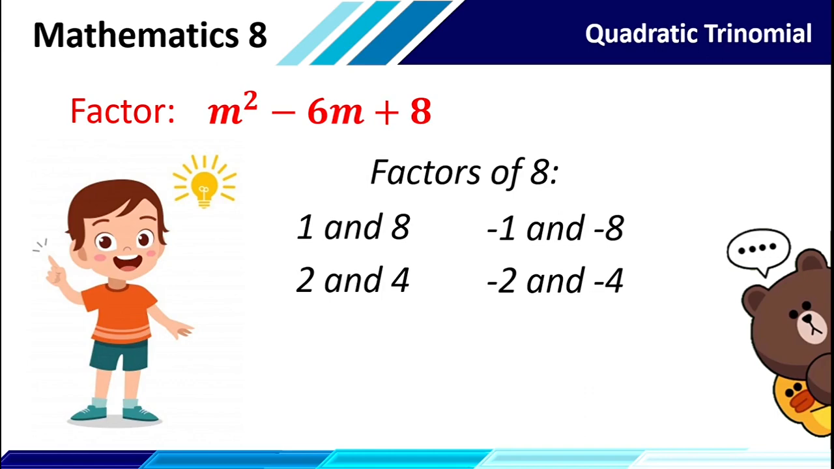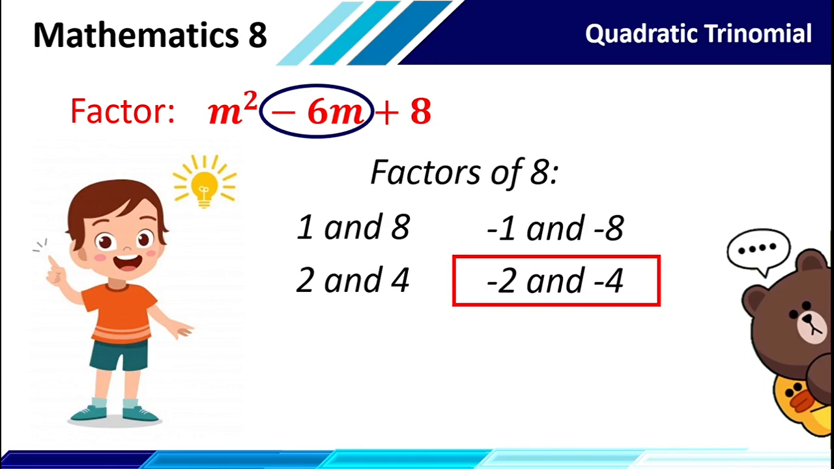Our next thing to do is to find the factors wherein when we add the two factors, the answer would be negative 6. And that is negative 2 and negative 4. Our last step is to write it as the product of two binomials. So we will have m minus 2 times m minus 4.